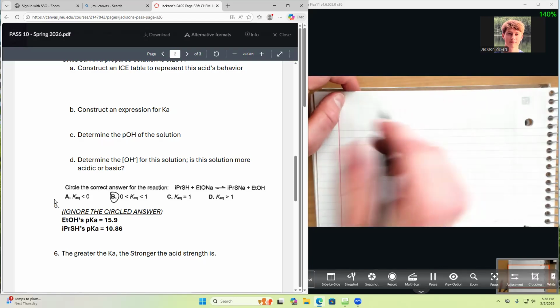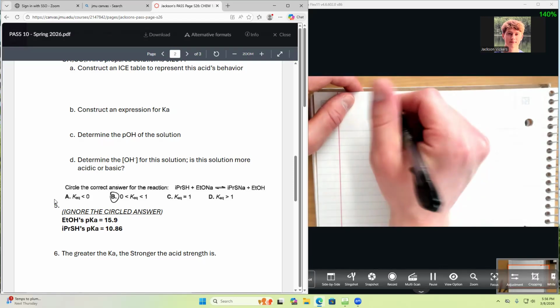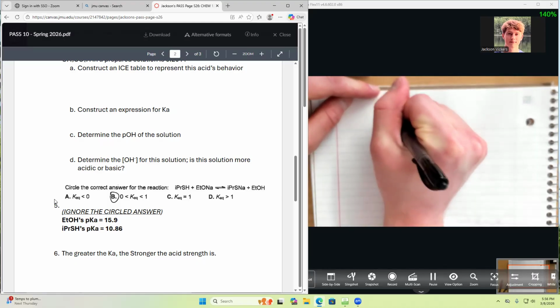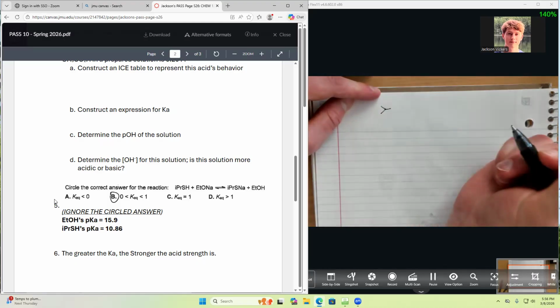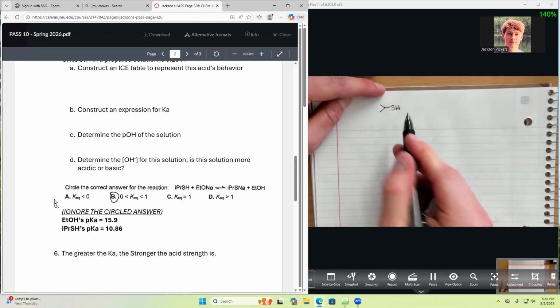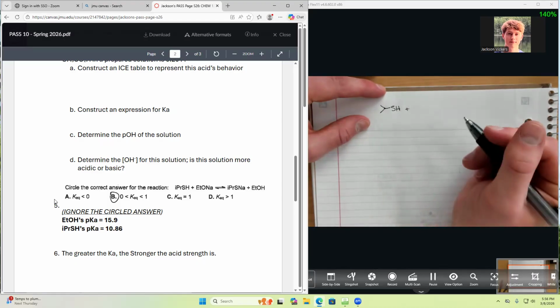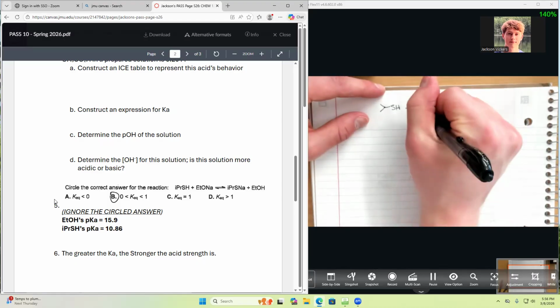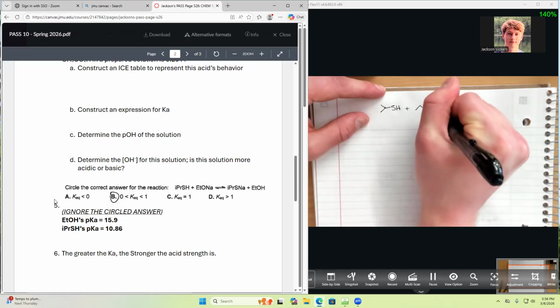So we have an equilibrium reaction where we have isopropyl SH. That's what the iPr is. Kind of looks like this. Again, you don't need to know any of this stuff, but plus EtONa, that looks like this. ONa.